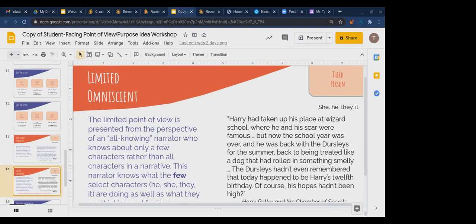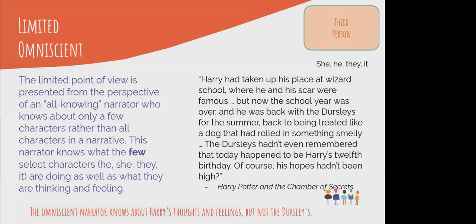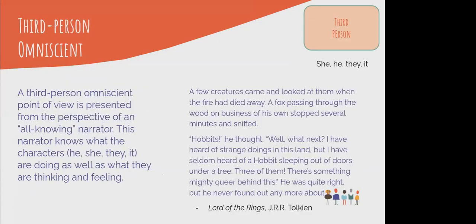Exactly right. So I would have to tell the Dursleys' thoughts and feelings. I would say all that stuff about Harry, and then I could say, the Dursleys didn't remember that it was his birthday today, or they knew and they didn't care, or something like that. But I would tell the reader what the Dursleys knew, what they were thinking, rather than telling the reader the Dursleys don't remember this, so the reader doesn't know what their thoughts and feelings are. That's how I would change it, because the third person omniscient knows everybody's thoughts and feelings. All right, good job.